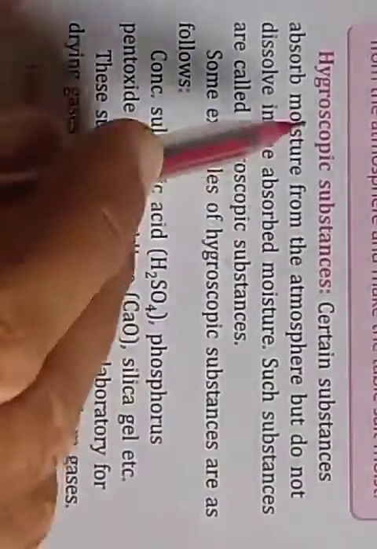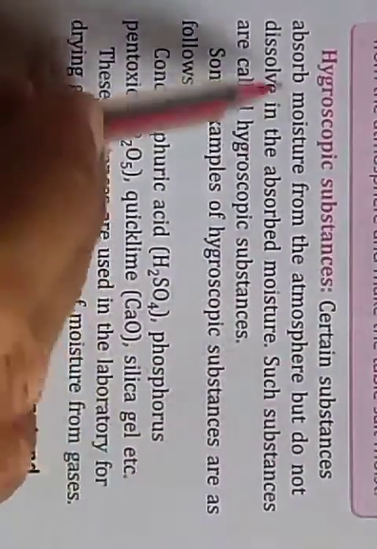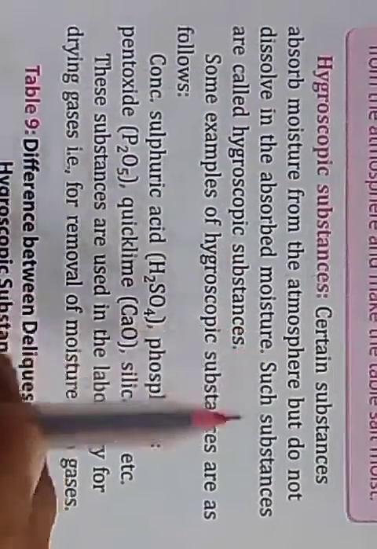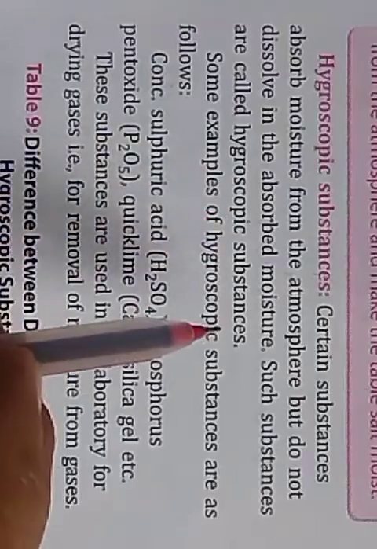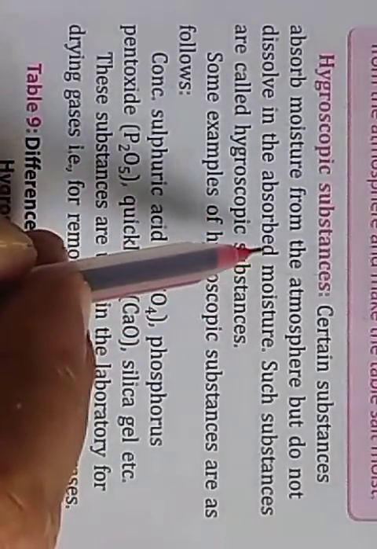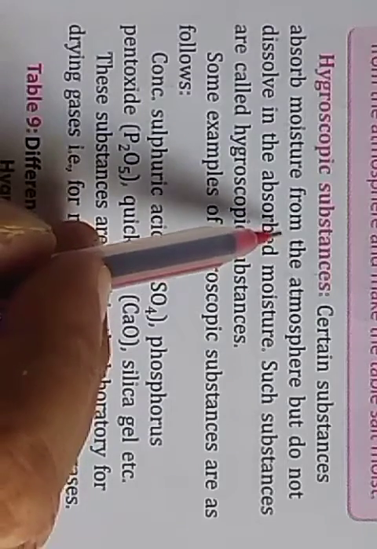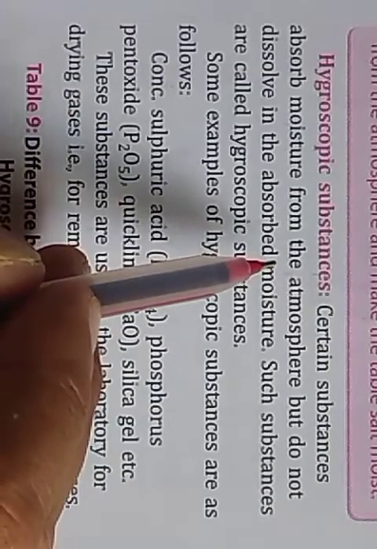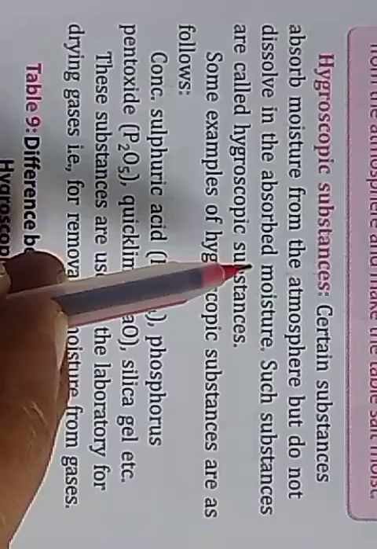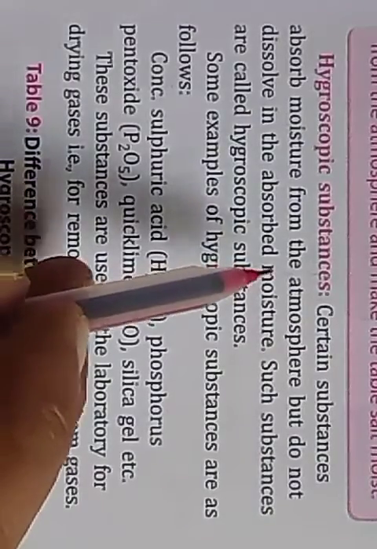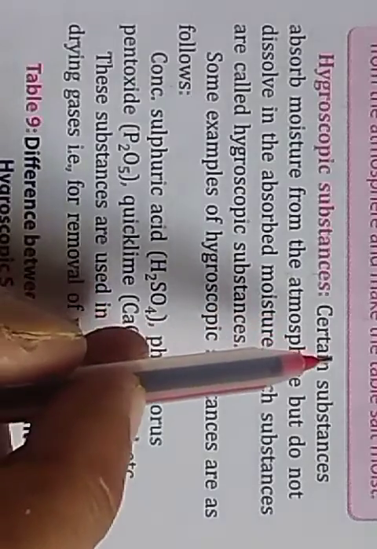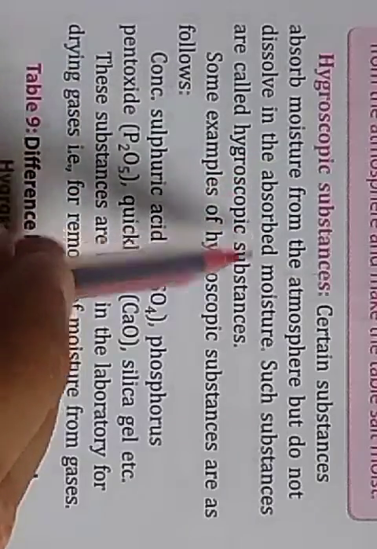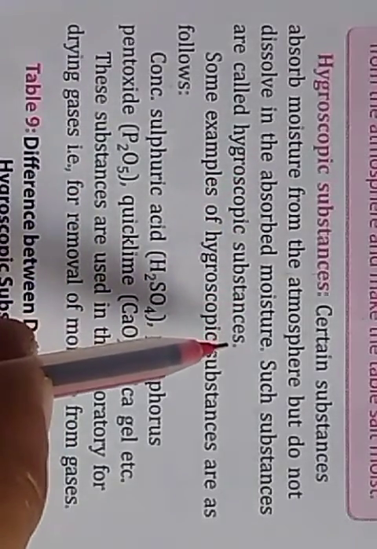Now one term here is hygroscopic substance. Certain substances absorb moisture from the atmosphere but do not dissolve in the absorbed moisture. Such substances are called hygroscopic substances. So there is a difference between a deliquescent substance and a hygroscopic substance. In a deliquescent substance, the substance absorbs moisture and becomes a saturated solution, but a hygroscopic substance absorbs moisture from the atmosphere but does not dissolve in the absorbed moisture and does not form a saturated solution.